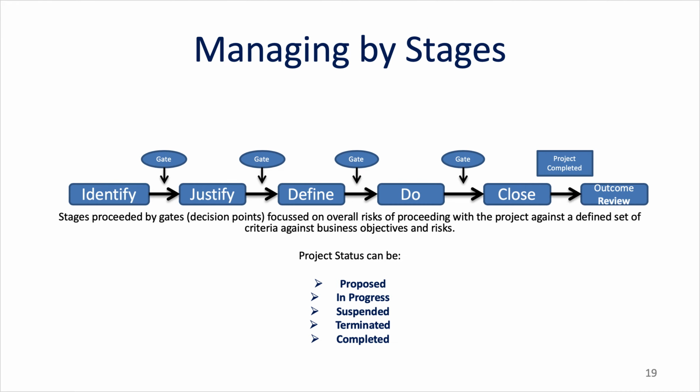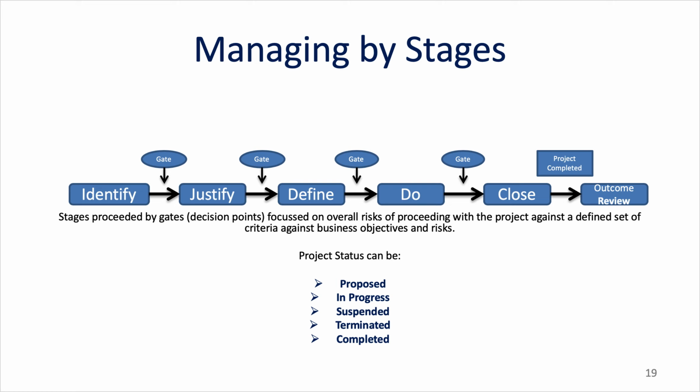Let's start by looking at managing by stages. Stages are often preceded by gates, which are essentially decision points, and it's focused on overall risks of proceeding with the project against a defined set of criteria against the business objectives and risks. Here you can see the project management life cycle, the stage gates of identify, justify, define, do, close, and finally outcome or review. In projects, they're often called the post-implementation review or PIR.